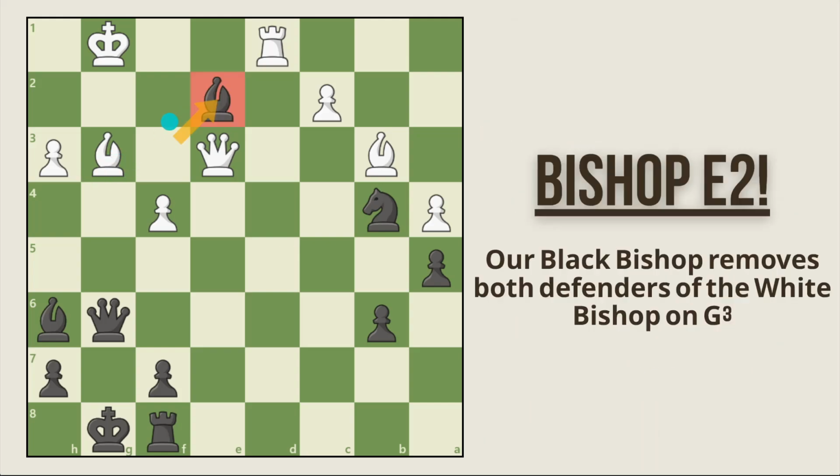So bishop e2. The black bishop removes both the defenders of the white bishop on g3. So what that means is once this bishop moves, this queen kind of defends this bishop again, but white has to capture back this bishop with the queen, right? And then this is a free bishop. It is a bit complicated. This is leaning towards intermediate territory as well, but hopefully that makes sense so far.